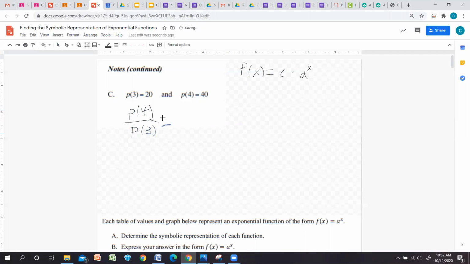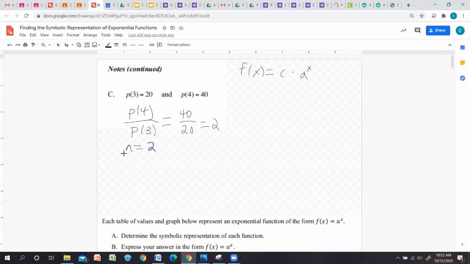So what do we have here? We have 40 over 20 equals 2. So our constant ratio is 2. That makes sense because 2 times 20 is 40, and 4 times 2 would be 80, etc.